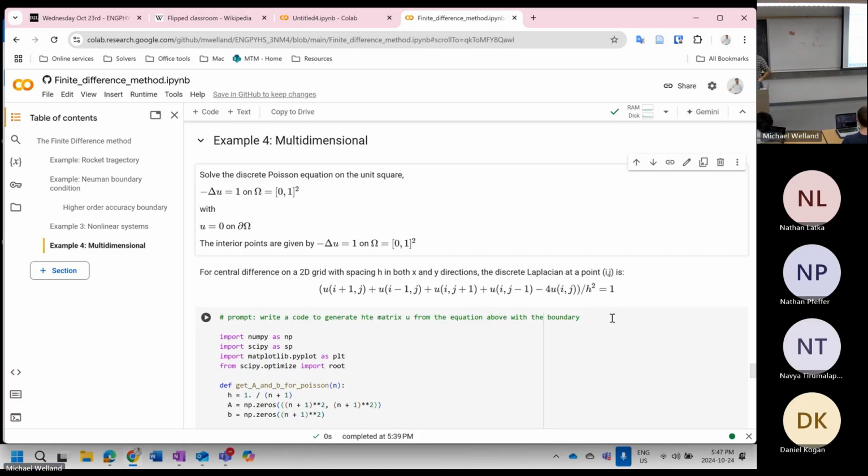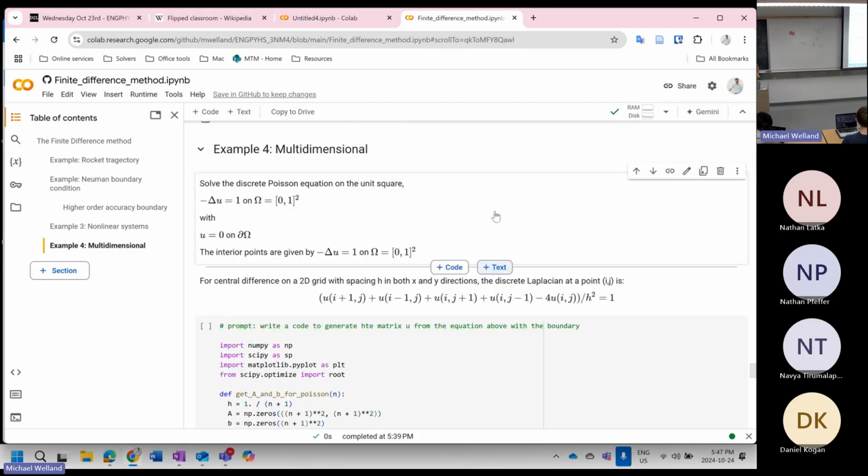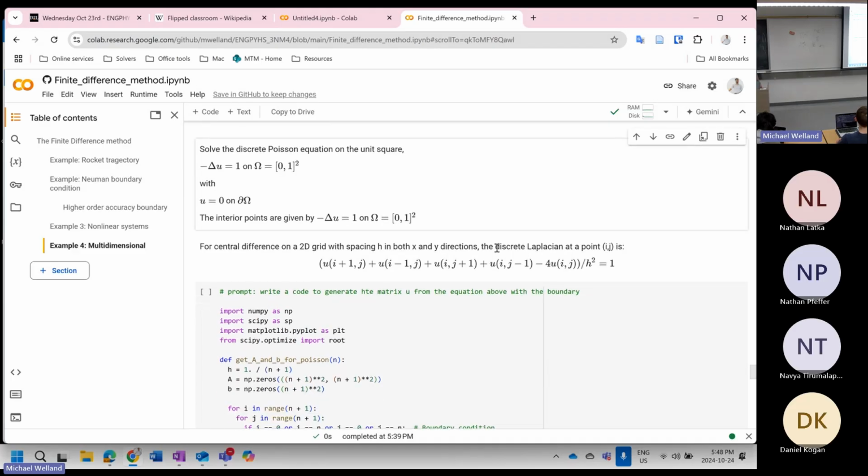So if we have, and you might recognize this one, solve the discrete Poisson equation on the unit square. This is the second derivative, the Laplacian operator, equal to a source term. We have u equal to 0 along the boundary, a Dirichlet condition, very easy. And we put that in. This is the expression for the central difference of the Laplacian. So this is second order.